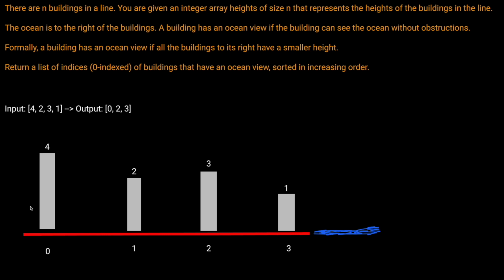So for example, if we were given this input of heights, 4, 2, 3, 1, which we can see here in the diagram, we would expect to return 0, 2, and 3, because these are the buildings with an ocean view. But let's see how we might actually derive this.